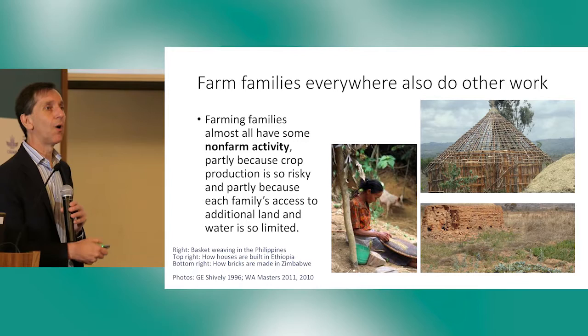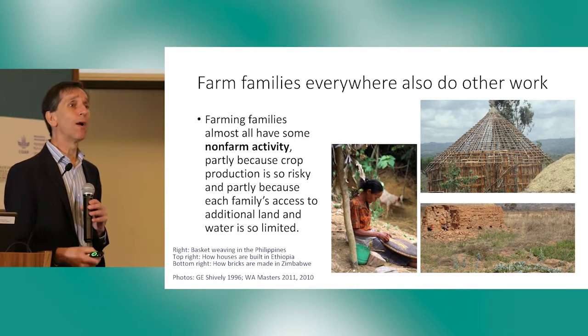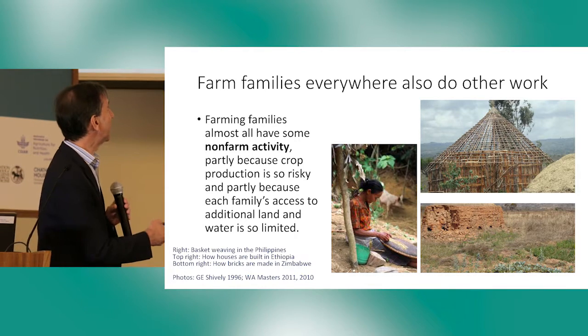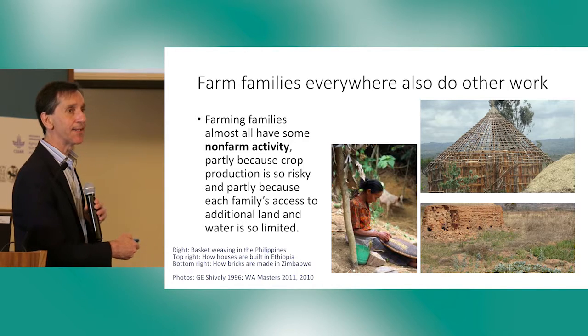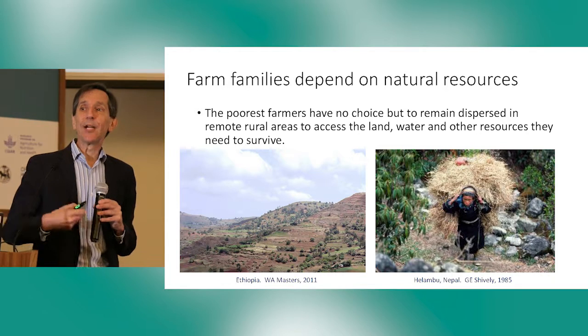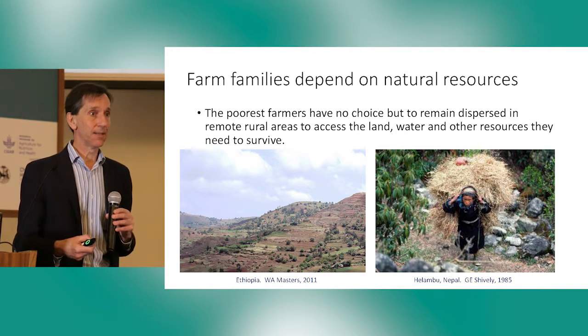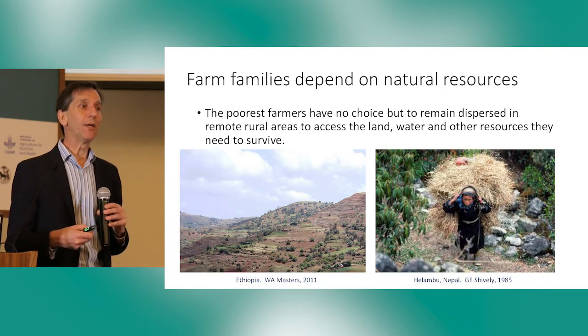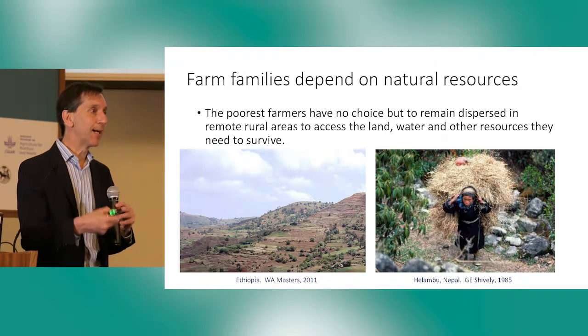I want to frame that just with a couple more pictures of situation. One is to remember that farmers everywhere do other things. In the poorest countries, they're doing very labor-intensive things like this. Then when you get to richer countries, farm families invest their money and start other businesses. So a typical farm family will also own or invest in other types of businesses.